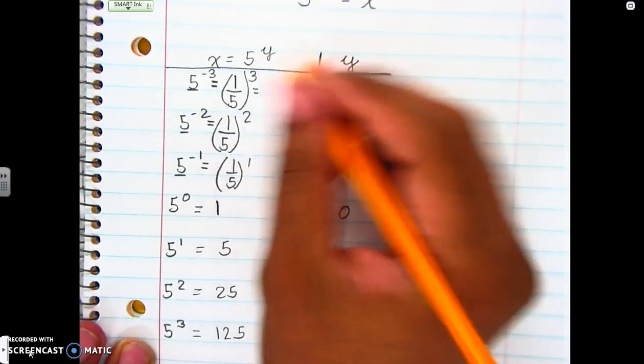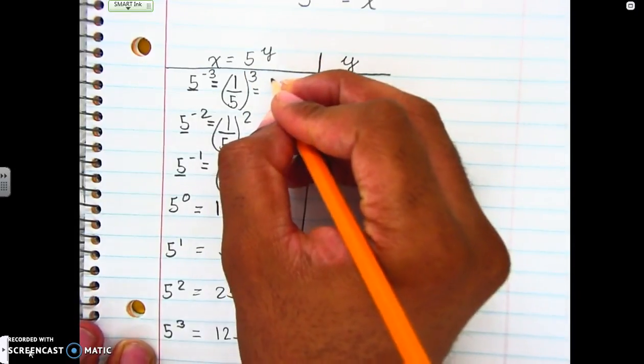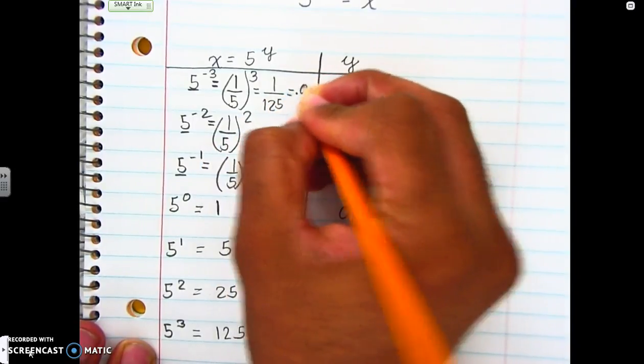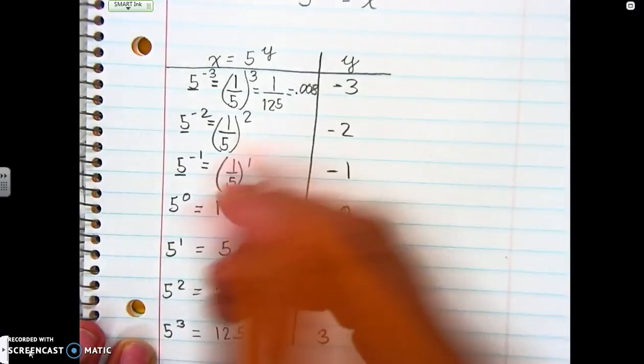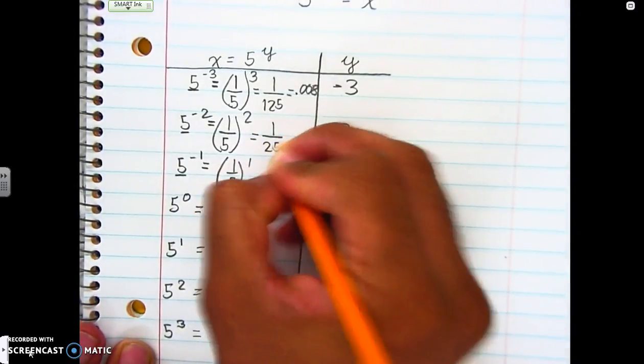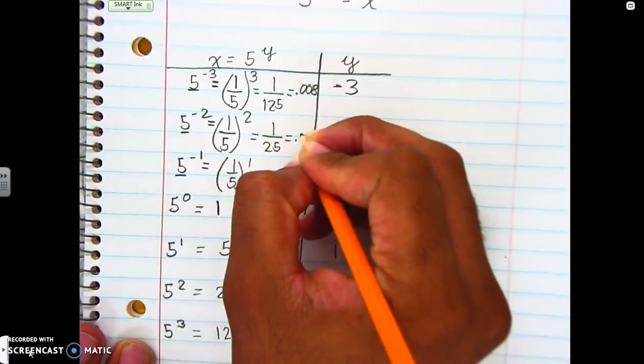So I'm not going to actually do all that work. I'm just going to say 1 over 125. And we know that decimal is 0.008. We put it in the calculator. And then here, we're not going to do all that work again. Just 1 over 25. And that's 0.04.